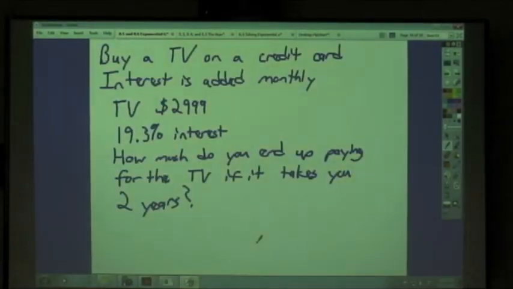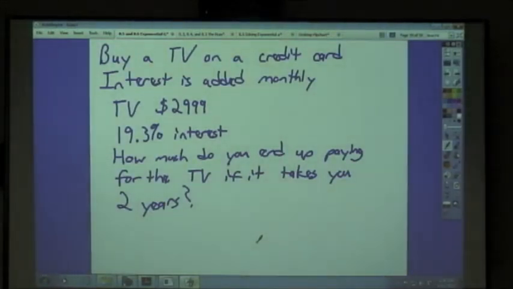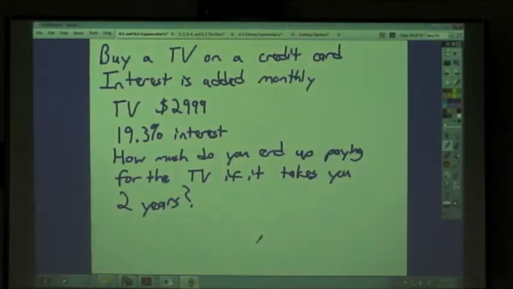All right, so here's a problem for you. You buy a TV on a credit card because you didn't pay attention to what Mr. Harrison told you in class. Interest on a credit card is added monthly a lot of times. That TV costs you $2,999, and your interest on your credit card is 19.3% interest. How much do you end up paying for the TV if it takes you 2 years?